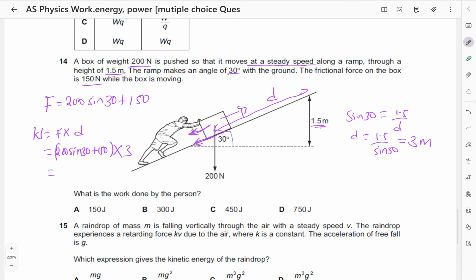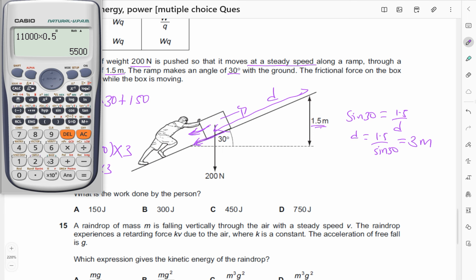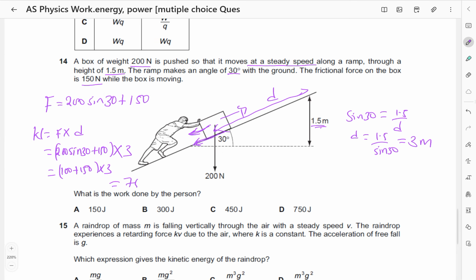So this is going to be 200 sine 30, that is 100, plus 150, then times 3. So I'll just multiply 250 times 3, which is 750. So this is going to be 750 joules. So my answer is going to be D.